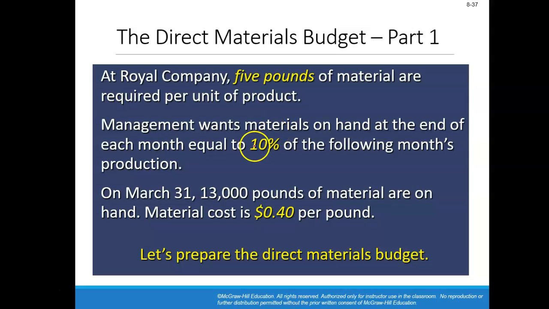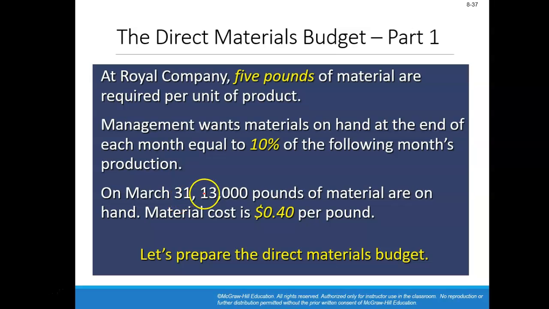We want to keep 10% of the following month's production on hand. So just like we want to have units in inventory, we also want to have material as part of an inventory. So we're saying how much material is needed for the following month's production. We want to keep that amount on hand at the end of each month.